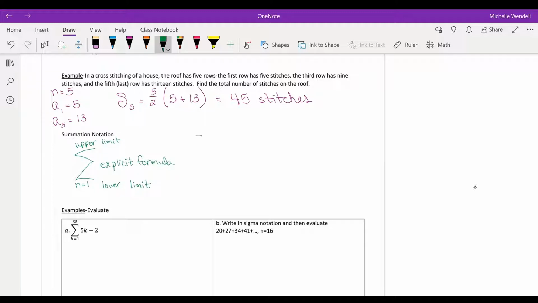The lower limit is the first value you plug in for n. That means your upper limit is going to be the last value that you plug in for n.